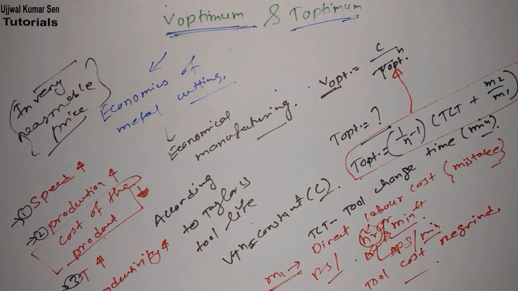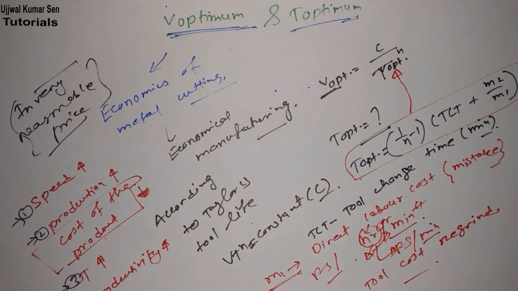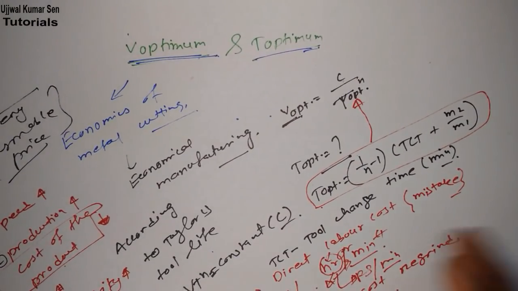Well, that is not the reason I wanted to create this video. I wanted to create this video to help you find out its value. So, V optimum and T optimum are most important first. And second, if you are preparing for GATE, then in case of economics of metal cutting, you need to remember two other most important formulas.